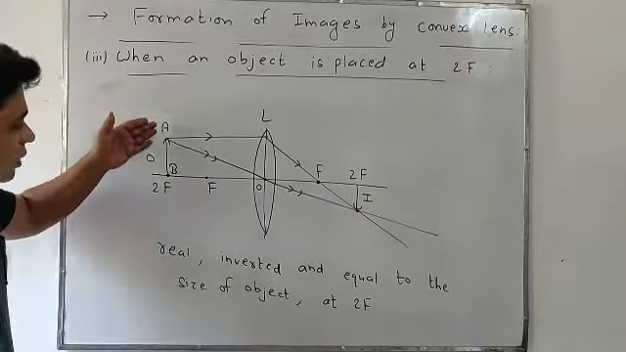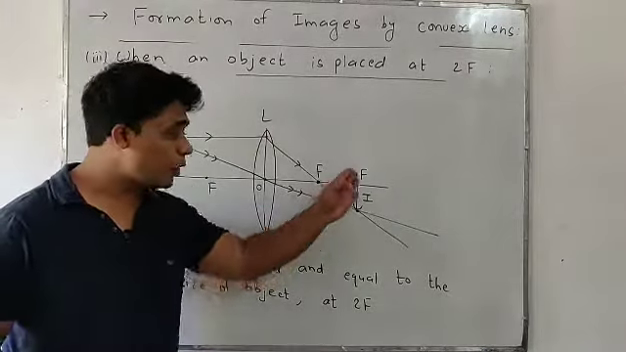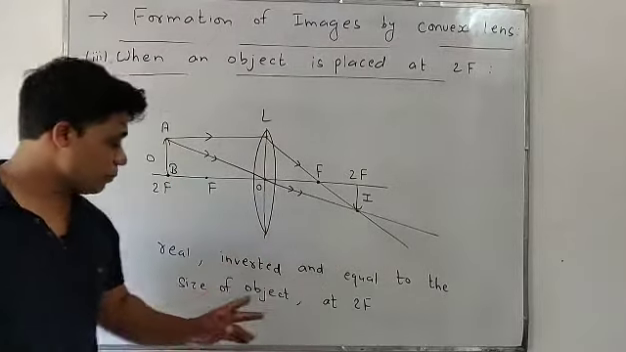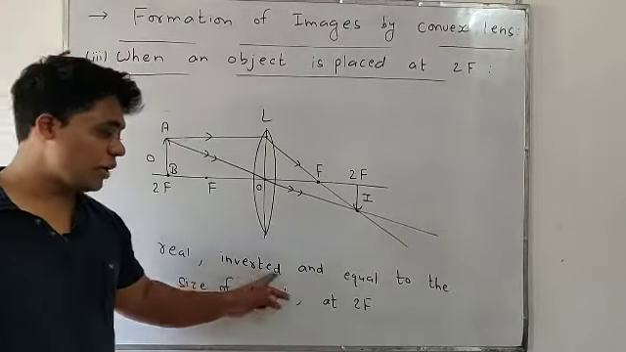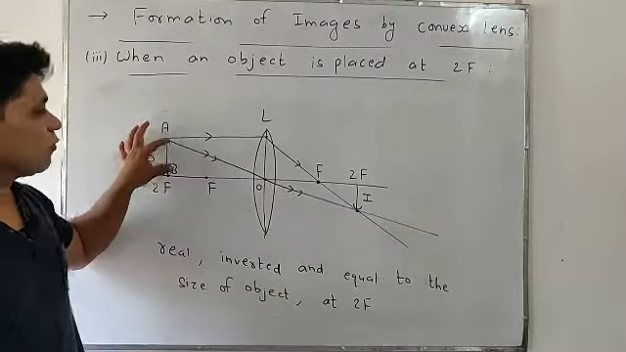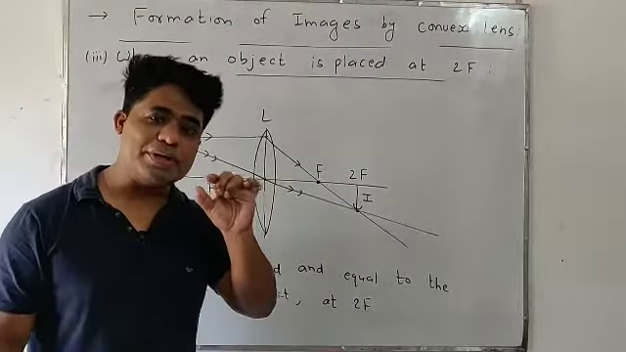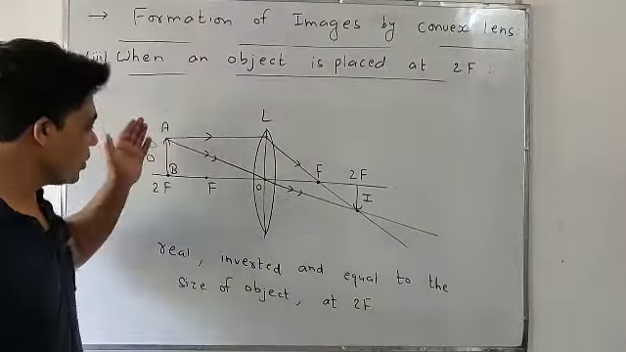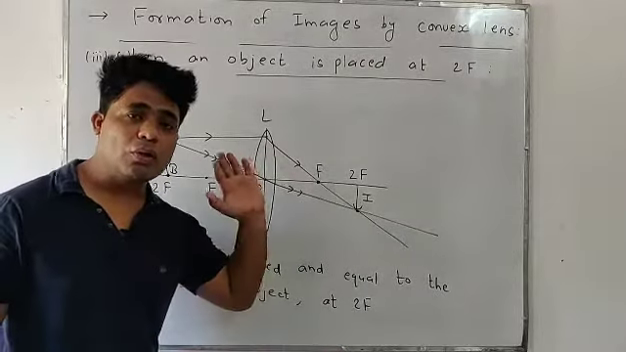So when an object is placed at 2F, the image will also form at 2F on the other side of the lens. It is real, inverted, and equal to the size of the object. The height of the object and the height of the image will be the same. If the object is at 2F, the image will also form at 2F.